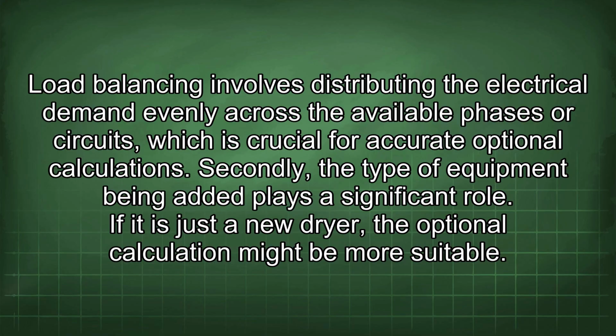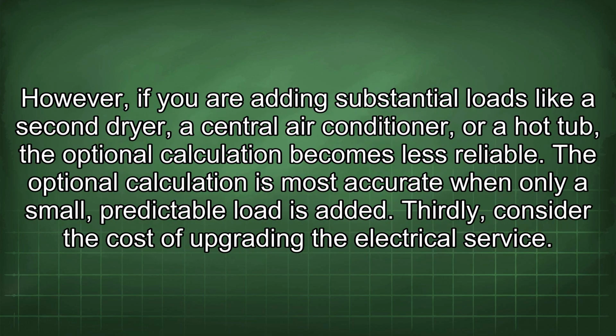If it is just a new dryer, the optional calculation might be more suitable. However, if you are adding substantial loads like a second dryer, a central air conditioner, or a hot tub, the optional calculation becomes less reliable. The optional calculation is most accurate when only a small, predictable load is added.